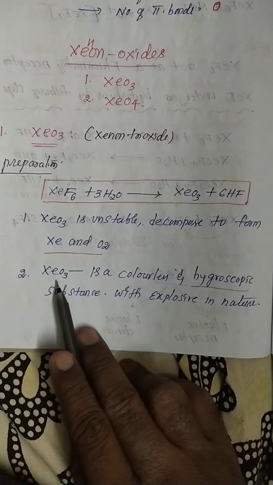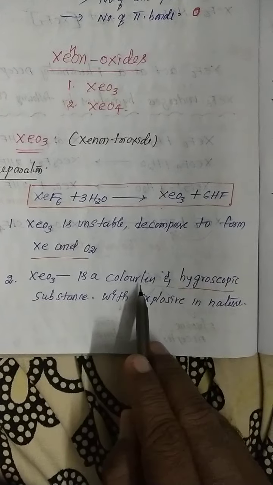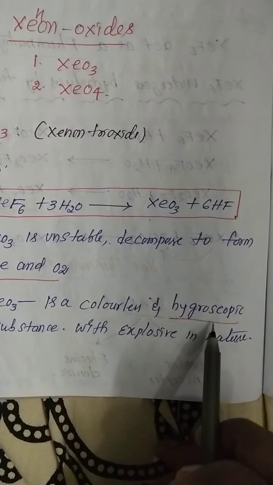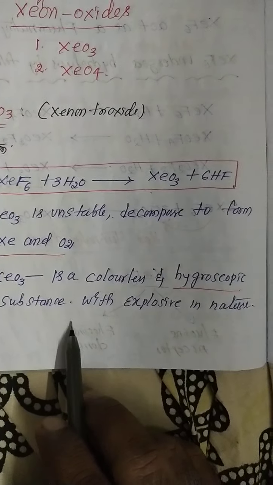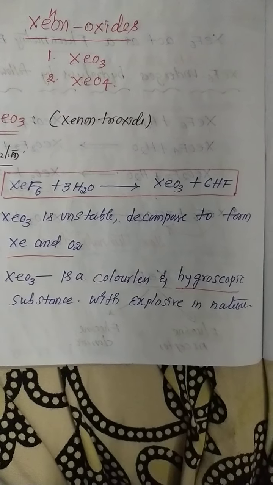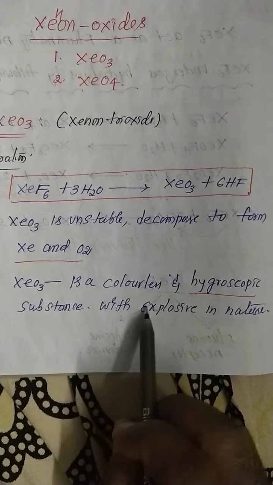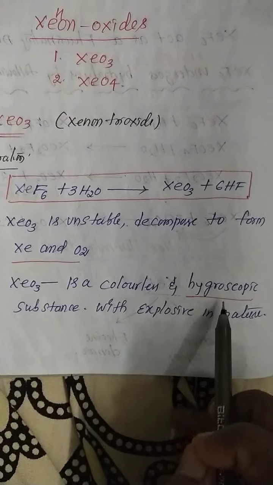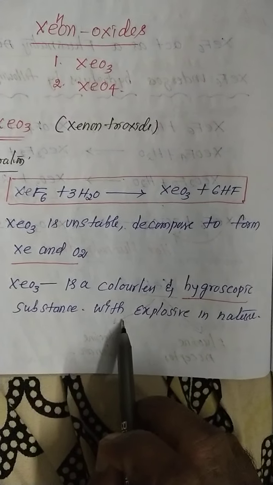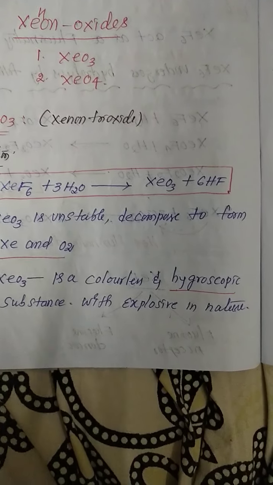Next, xenon trioxide is a colorless and hygroscopic substance. What is a hygroscopic substance? Just search for it in your book. So xenon trioxide is a colorless and hygroscopic substance, explosive in nature.